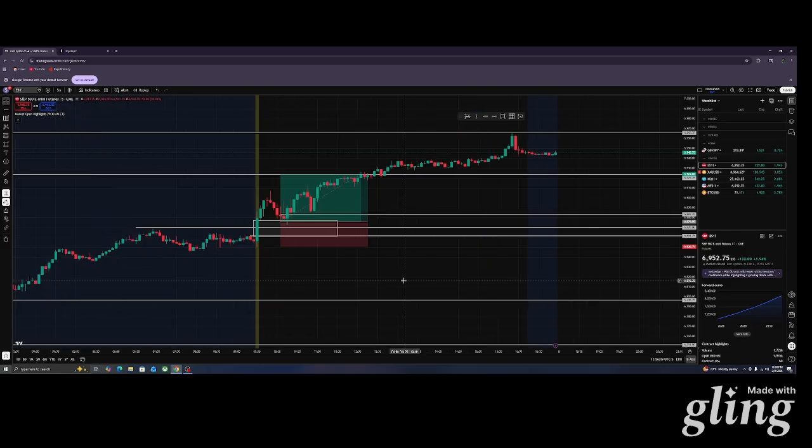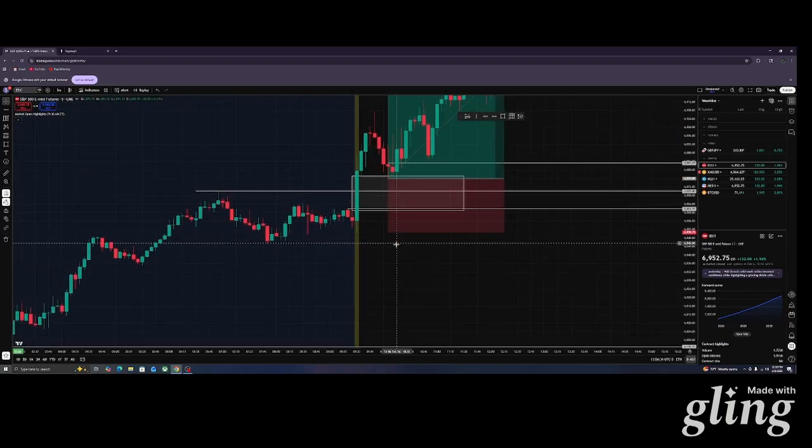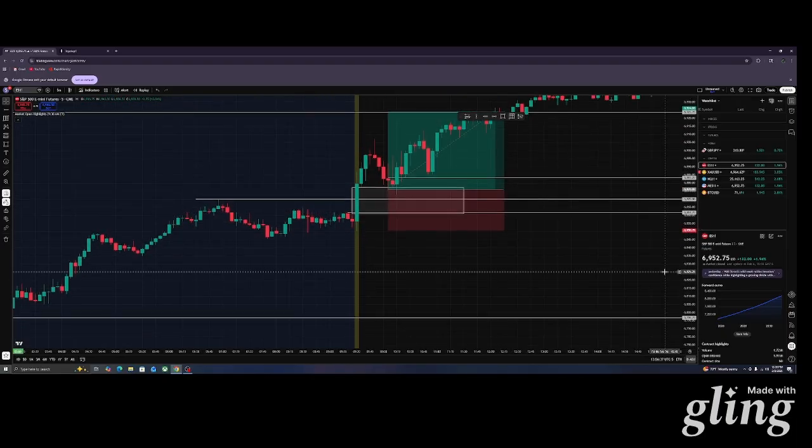So once I had my bias, I dropped down to the 5-minute chart, and here I got a clear break of structure to the upside, confirming that the buyers are in control. So I have this break of structure here. After the break of structure, the price left behind a 5-minute fair value gap. So instead of chasing price, I waited for price to respect this imbalance.